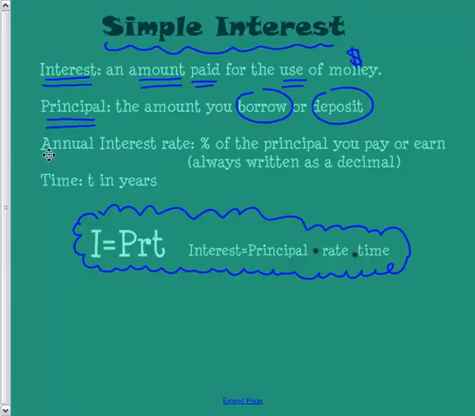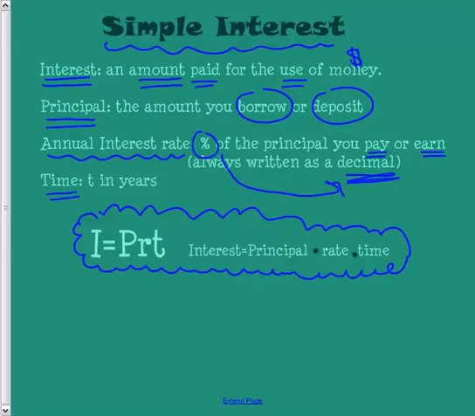All right, what is the annual interest rate? It's always a percent, and it's what you pay or what you earn. And it's always written as a decimal. Whenever we put it into the equation, yes, it starts as a percent, but remember, we always change a percent to a decimal.